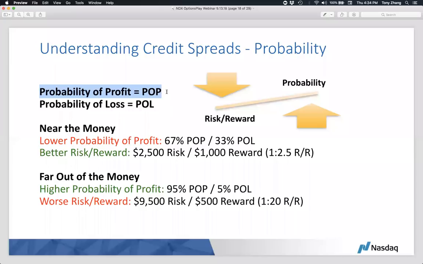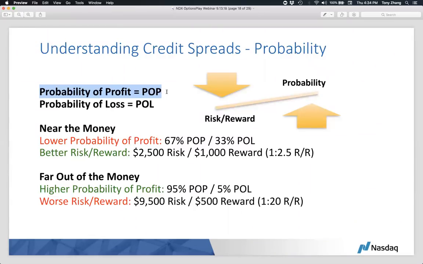When you have something that has low probability, you're going to have good risk to reward. When you have something with high probability, you're going to get worse risk to reward. And understanding this relationship is really important to helping you decide what strike prices and what credit spreads you're going to sell. If you're only looking for high probability trades, you're probably getting really, really bad risk to reward on that trade. It's not saying that high probability is bad, it's just saying that you must understand both in order to decide which one's best suited for you. You don't want to just search for high probability, and you don't want to just search for good risk to reward. You want to find a balance between the two.